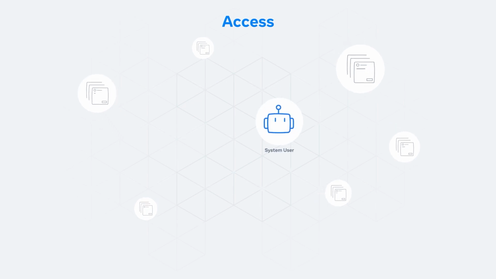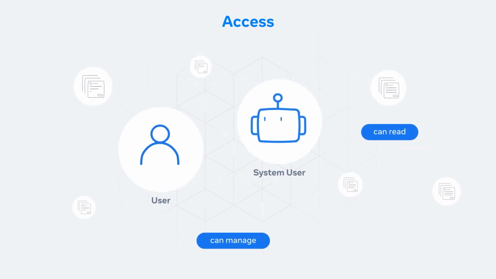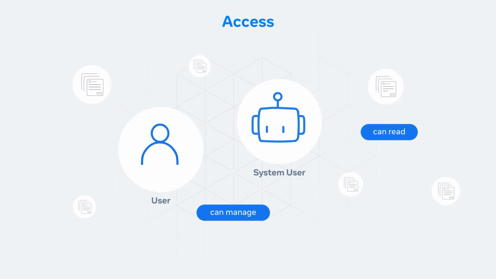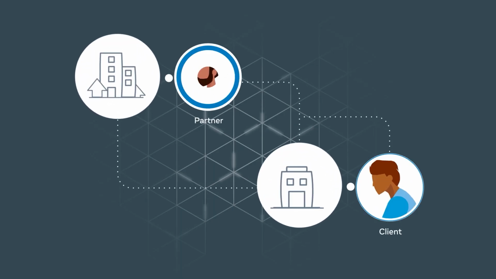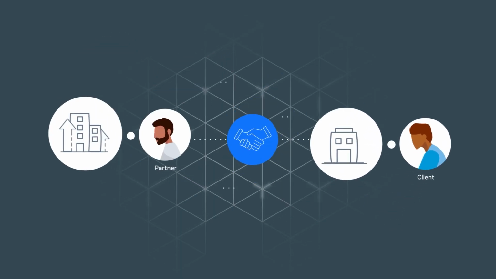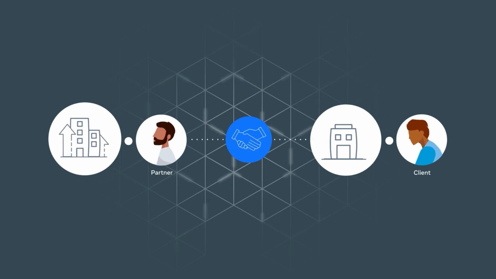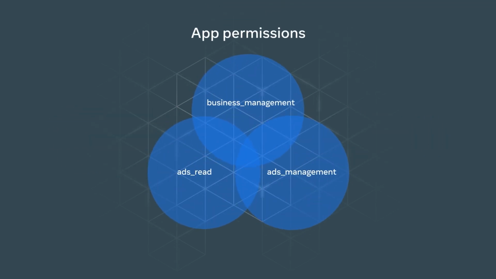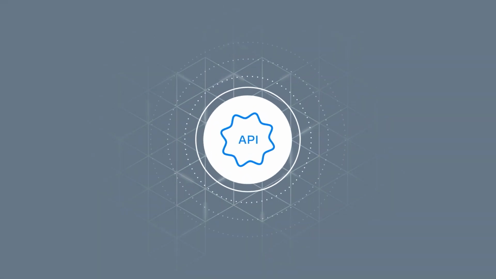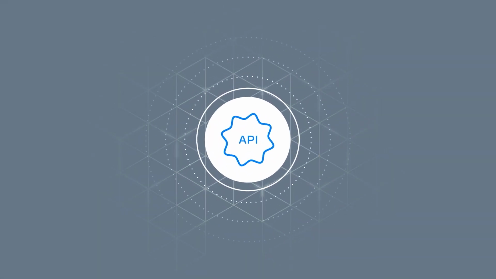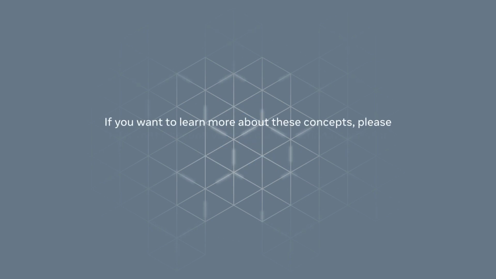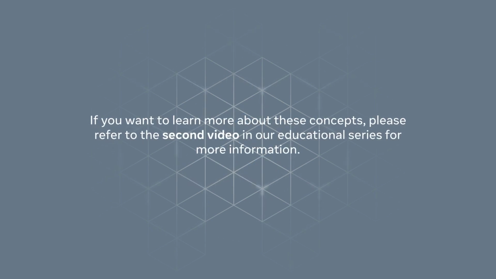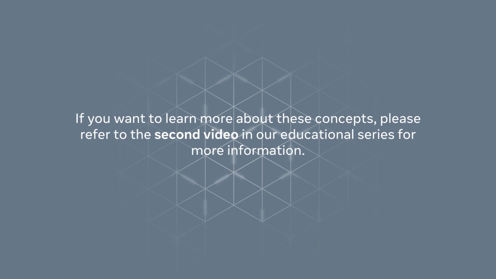Understanding who owns what becomes really important to mitigate access issues, and a user or system user needs to be added to relevant assets in order to manipulate them. Additionally, a partner relationship may be required in order to share assets across business managers. And lastly, you need to understand which app permissions are required to achieve your end goal, respective to your business use case. Once you have understood these prerequisites, you may start your API integration right away. If you want to learn more about these concepts, please refer to the second video in our educational series for more information.